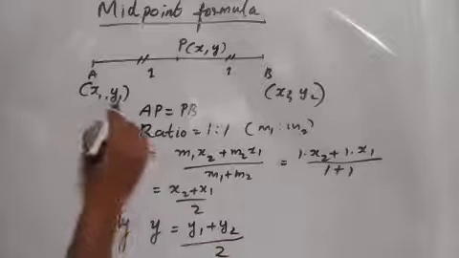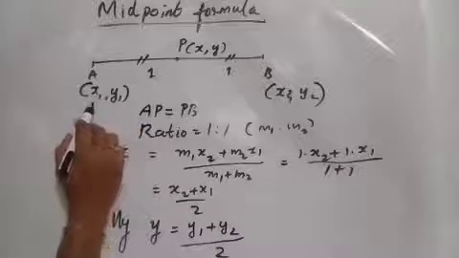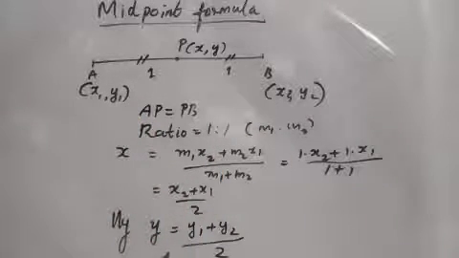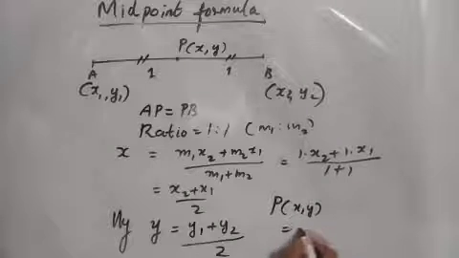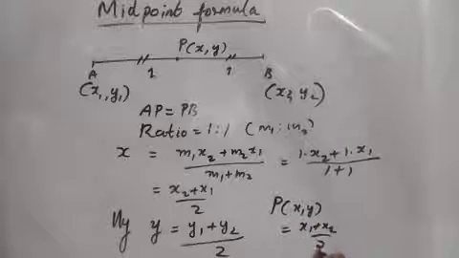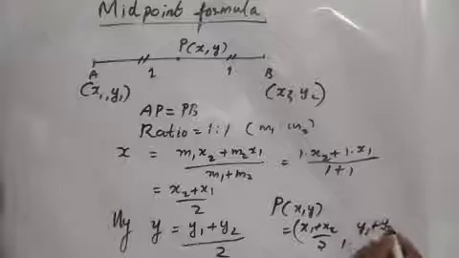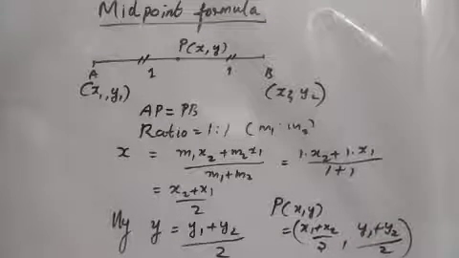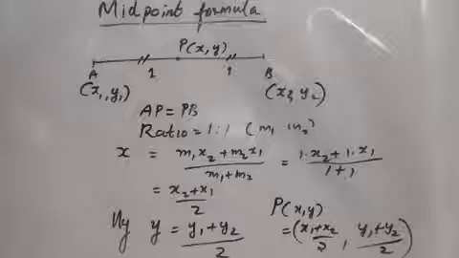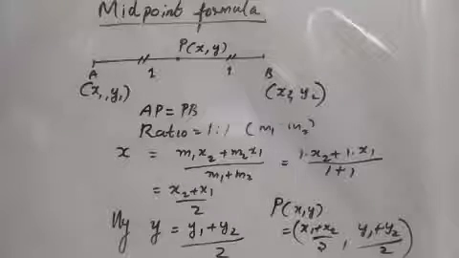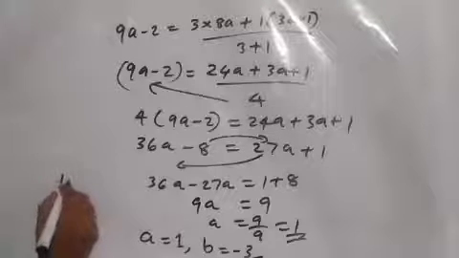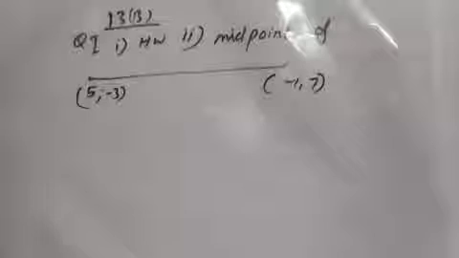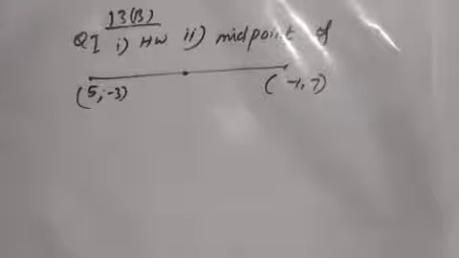If we know x1, y1, that is the coordinates of the points A and B, then it is easy to find the midpoint. So what is the point P(x, y) or midpoint? It is (x1 plus x2) by 2 and (y1 plus y2) by 2. It is easy to calculate the midpoint by using this. You just need to know the ratio, that is 1:1. That's why the first question, find the midpoint of the line segment joining the points. 13B, first question, first one homework, second one.